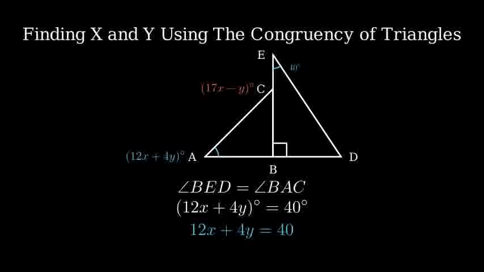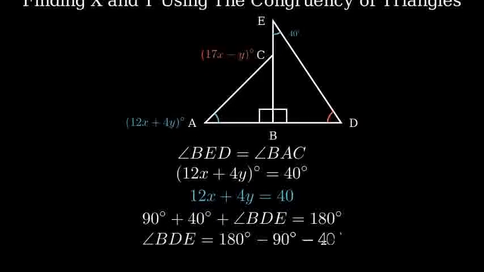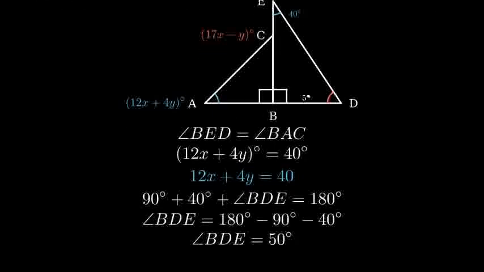Now, let's see what else we can do. Well, here we have a right angle, and this angle right here must also be 90 degrees because these are supplementary angles, and supplementary angles must add up to 180. So if this is 90 degrees and this one is 40 degrees, we can then figure out what this angle must be, because the angles of a triangle must add up to 180 degrees. So we can write 90 degrees plus 40 degrees plus an unknown is equal to 180 degrees, so that angle is going to be 50 degrees.